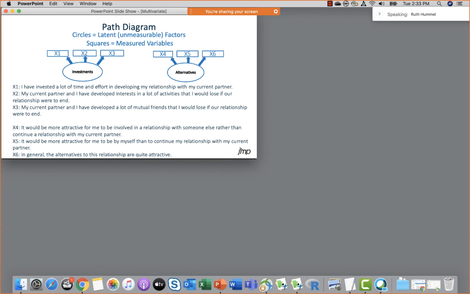The next set of questions are trying to get at a different latent variable, a different latent construct. The next three questions are about, do you feel like in your romantic relationship you have other options?